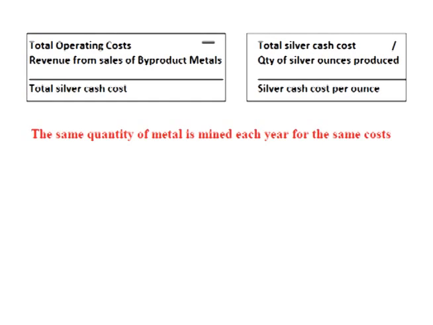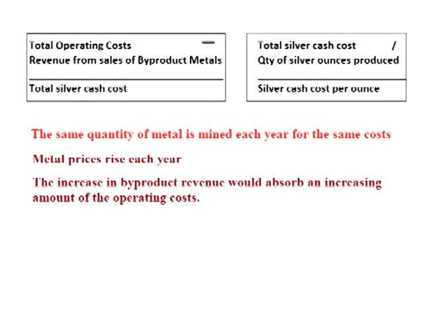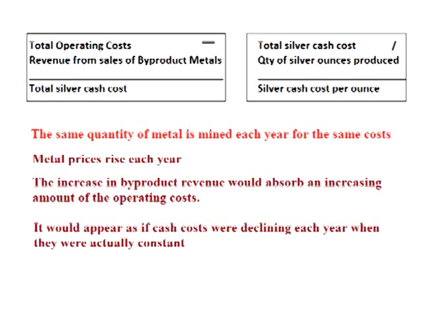Let's look at a theoretical example to illustrate. Let's say that a producer produced the exact same quantity of metals each year and the total cost to produce remained constant. Let's also say that metal prices rose each year. Each year, the increase in metal prices would bring in more revenue from byproduct metals, which means that more would be subtracted from the total production costs. This means there would be less cost remaining each year to be applied to silver. Financial statements would show cash costs decreasing each year when actually the cash costs to produce were constant.